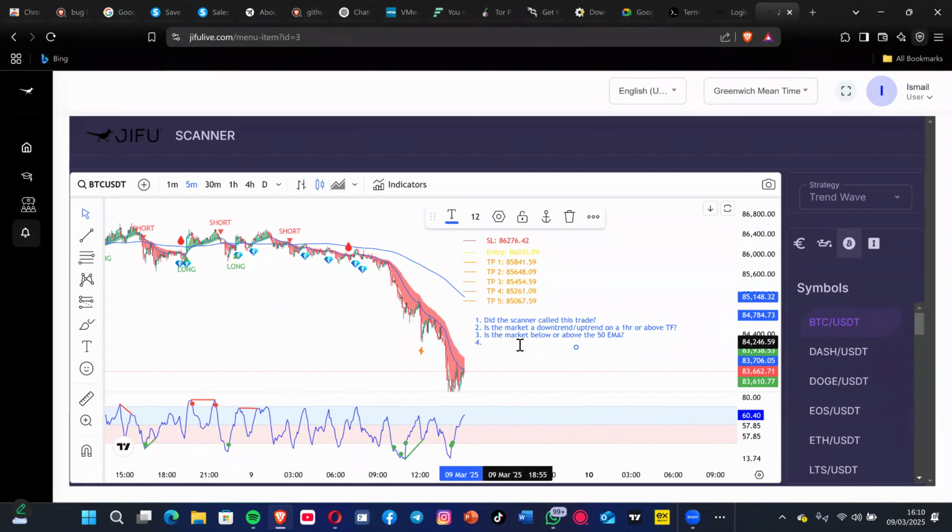In other words, is the market at the premium, which is the blue? Let me just use the color to make it easy. Is the market at the blue zone or at the red zone? What do you do at the red zone? You buy or you sell? You buy. What do you do from the blue zone? You sell or you buy? You sell. Good. Always know this, right?